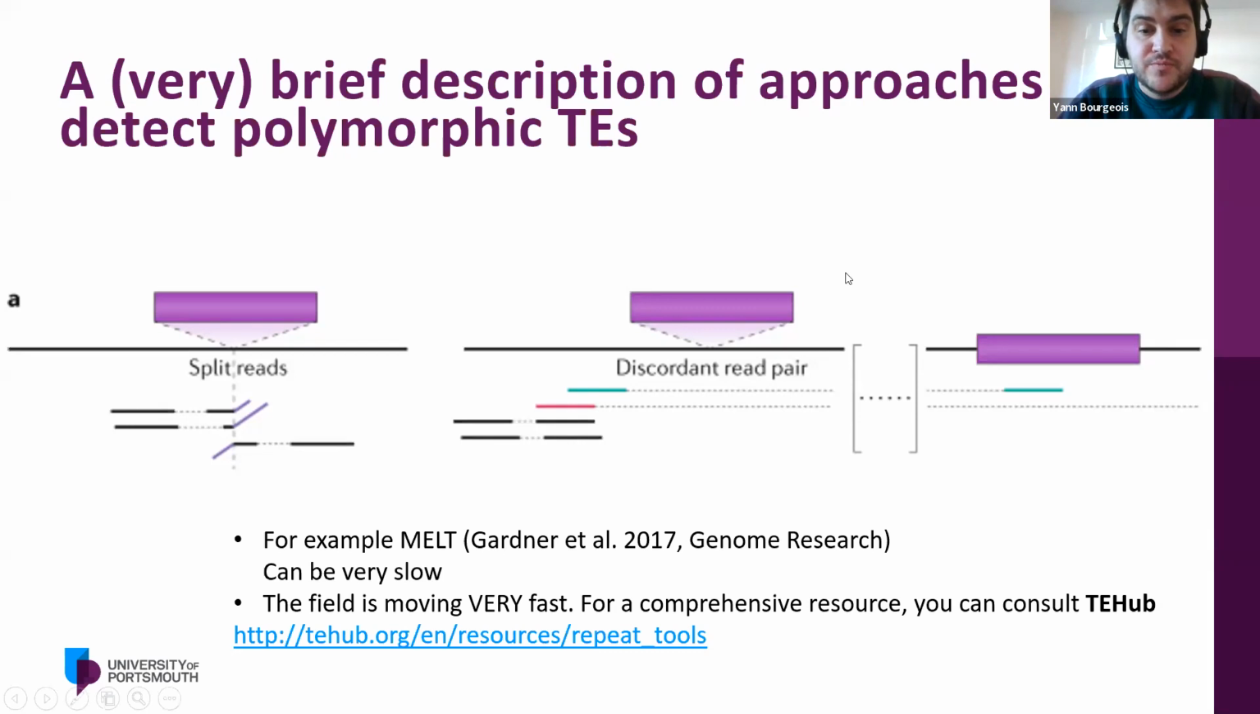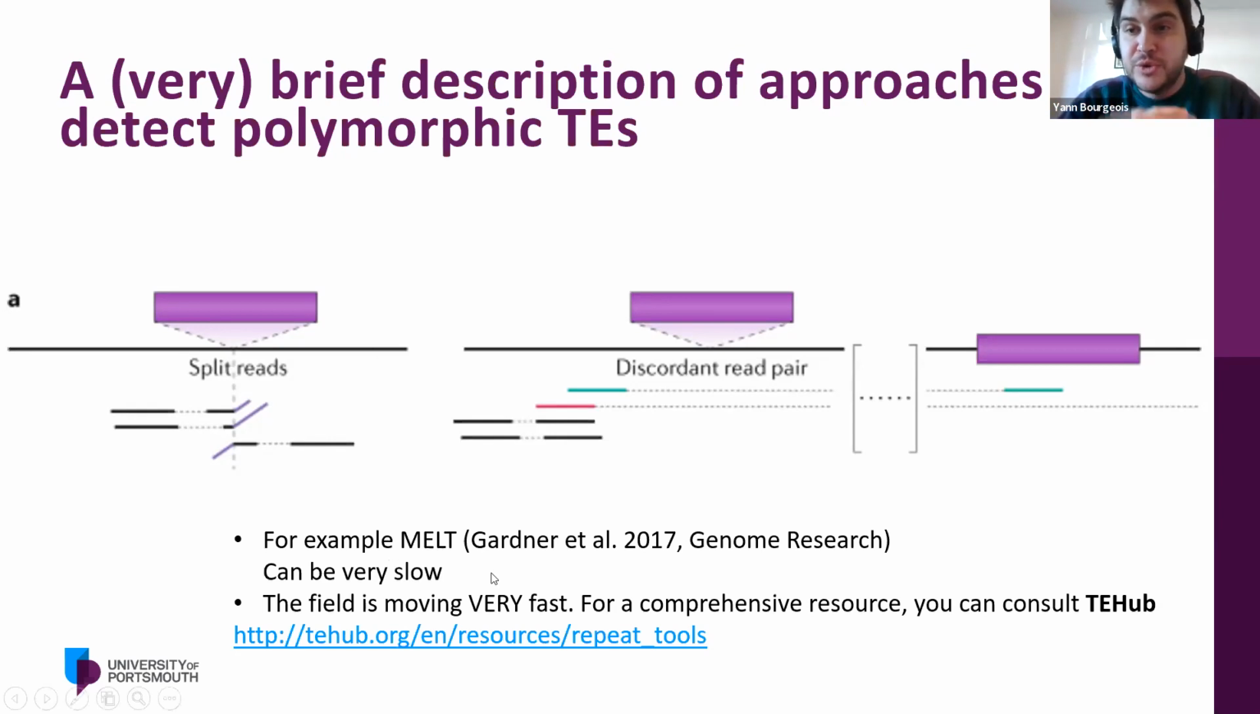At the moment, one of the best tools that exist is called MELT. What's interesting with MELT is that not only can it detect TEs that are present or absent in the genome, but it also tries to genotype them. So when you are working with diploid species that are not, for example, inbred, which is the case of many animal species, you can determine whether a TE insertion is heterozygous or homozygous. The main issue with this method is that it can be very slow.